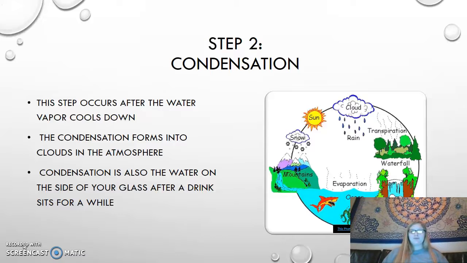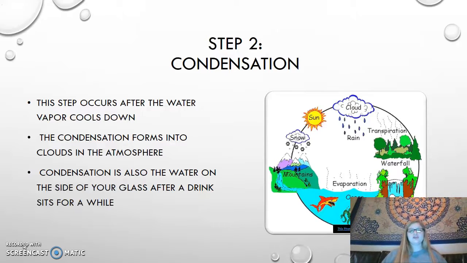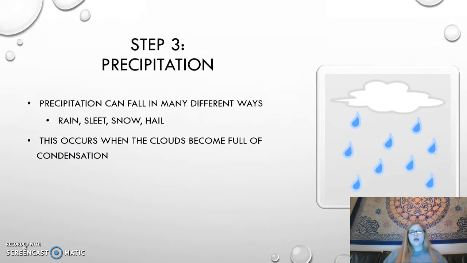So step 2 is condensation. This step occurs after evaporation and after the water vapor cools down. The condensation forms into clouds in the atmosphere. Now, condensation is also the water on the side of your glass after a drink sits for a while. So I thought that was really cool.